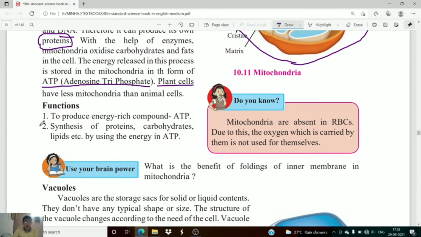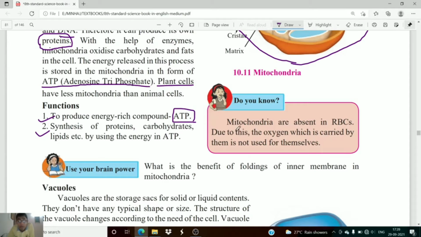Now, the function of mitochondria is to produce an energy-rich compound, that is ATP. So this is the main function of mitochondria. It will produce ATP, that is adenosine triphosphate. Then, synthesis of proteins, carbohydrates, lipids, etc. by using the energy in ATP. The second function is that it synthesizes protein, carbohydrates, lipids, all these important nutrient molecules, and they are produced by using the energy generated in the form of ATP.